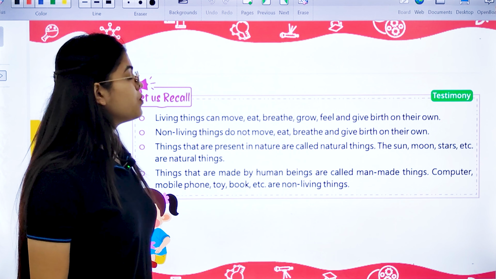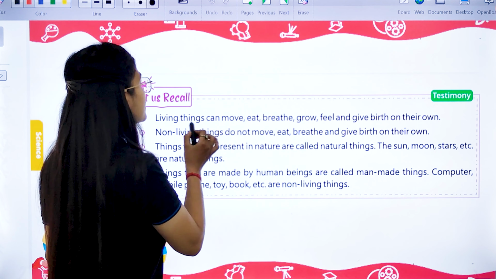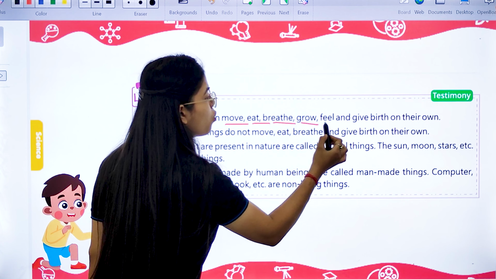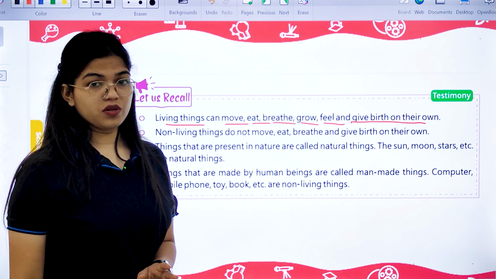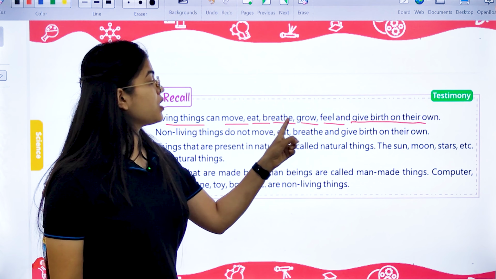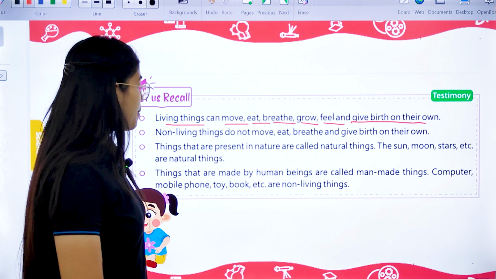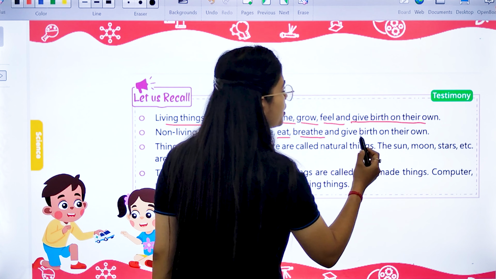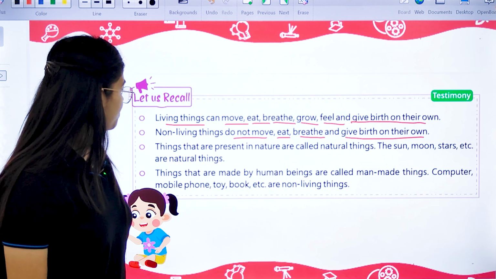Next, they have given you a recall. What we have learned in this chapter is that living things can move, eat, breathe, grow, feel, and they also give birth on their own. These are the features of living beings: they can move, eat, breathe, grow, feel, and also give birth to their young ones. But non-living things do not move, do not eat, do not breathe, and cannot give birth to their young ones.